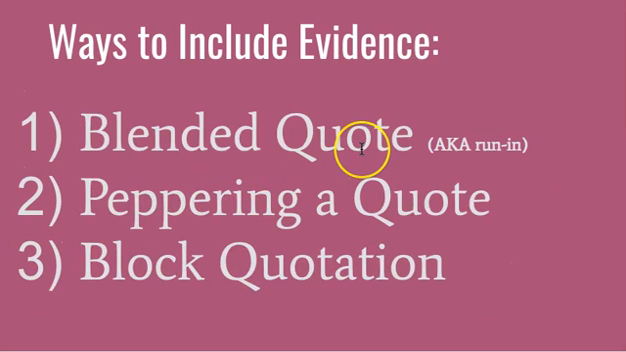Here's 3 ways to include evidence when you're writing. Number 1 is my favorite, the blended quote. Sometimes people call it, so also known as, the run-in quote. I'm not a fan of that term because it sounds like a run-on, which is a bad thing, but it's a great thing. 2, peppering a quote, another great technique. 3, block quotations for long citations.